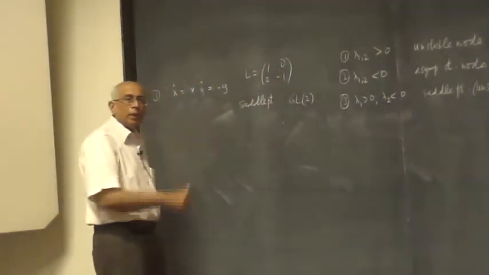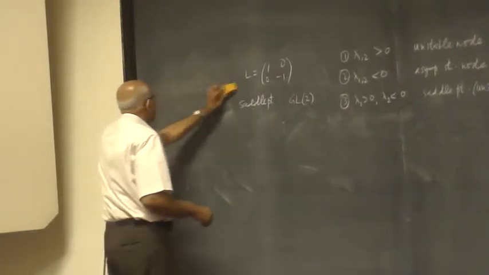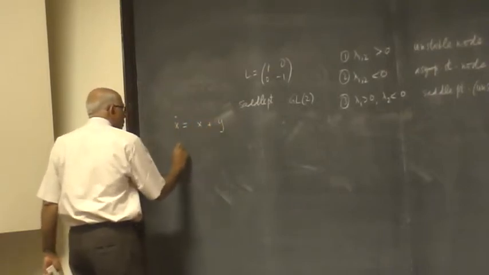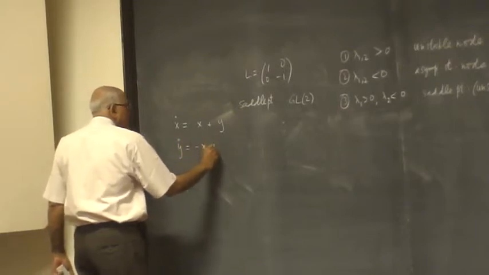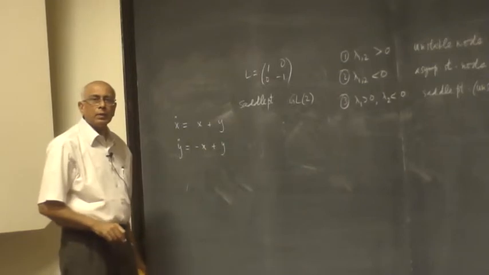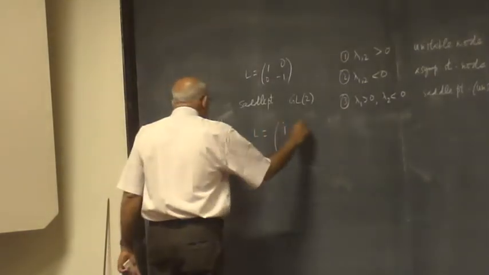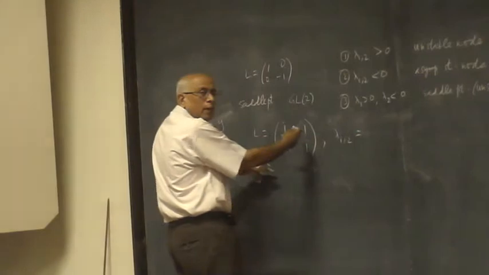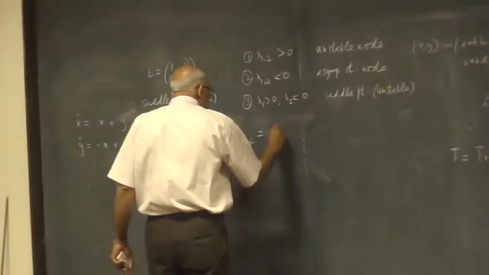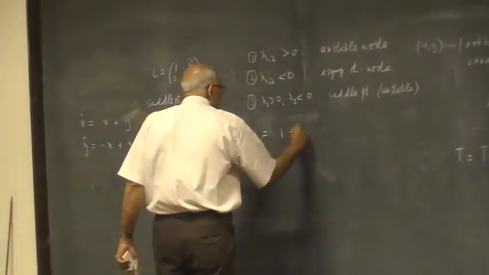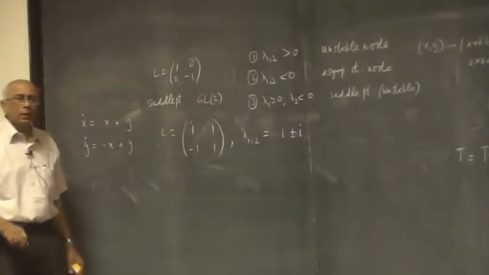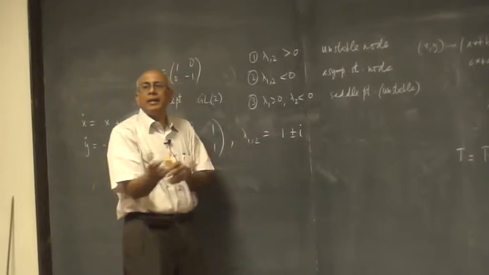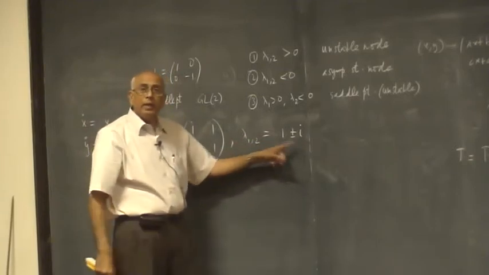The next case is where they could become complex, for instance. So let me look at an example. x dot equal to x plus y, y dot equal to minus x plus y. Now the matrix is 1, 1, minus 1, 1, and lambda 1 and 2 satisfy lambda minus 1 whole squared equal to minus 1. So 1 plus or minus i. So now the solutions look like e to the lambda t sine omega t, e to the t sine t, e to the t cos t.